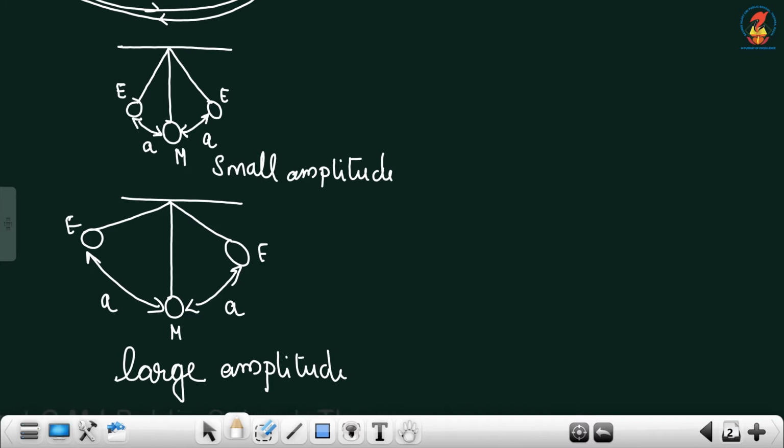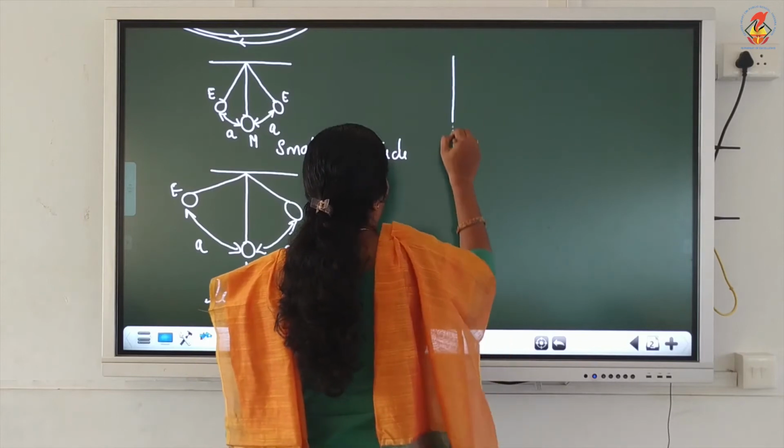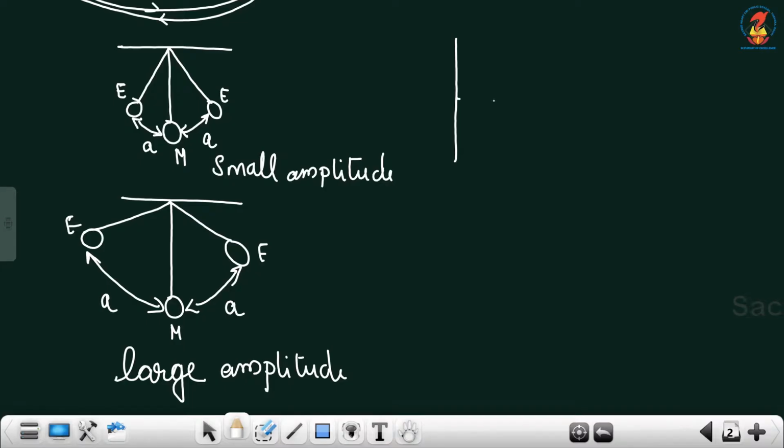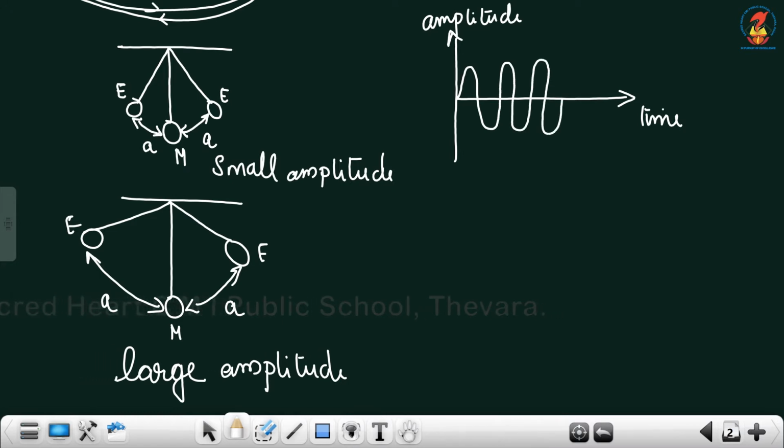Now we will draw this in the form of a wave. To represent it as a wave, we need two axes. This one is the time, and this one is the amplitude. From this origin, I will draw it. That is a small amplitude. This is the mean position. This is the extreme position, and this is the extreme position on the other side.